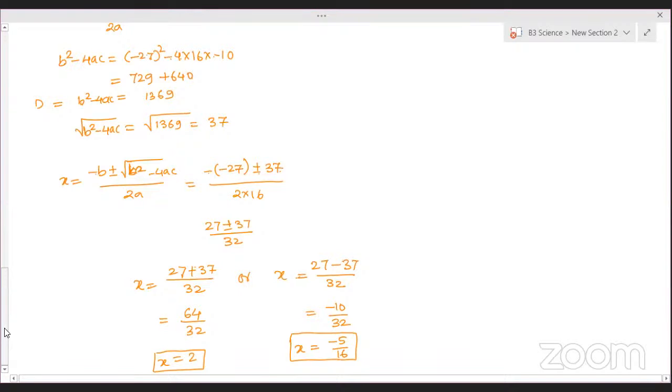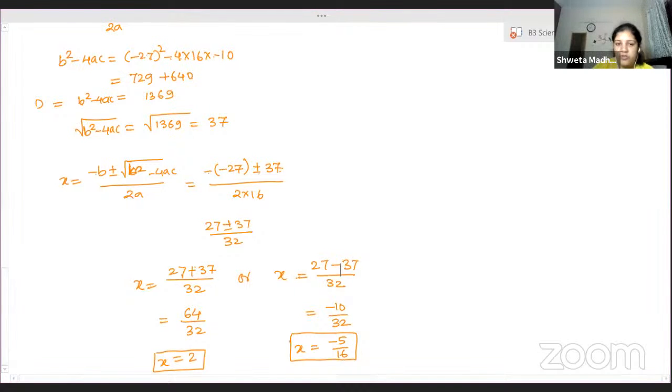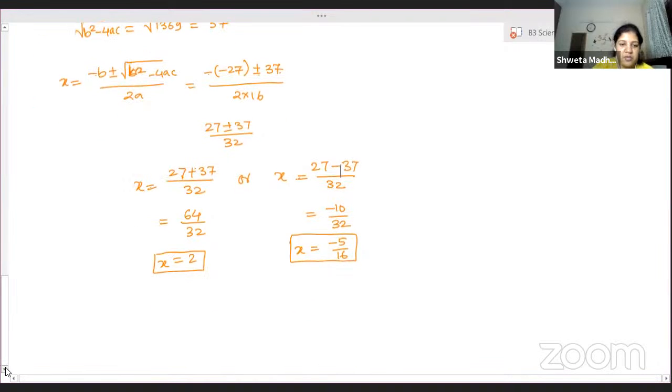Ma'am, what about the type 1 question? We will solve all those. I'm trying to explain to you the quadratic formula, how to solve.